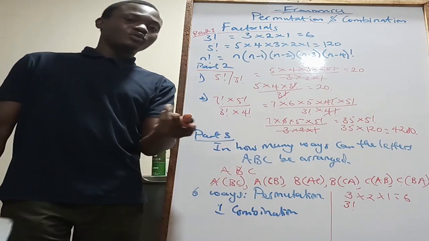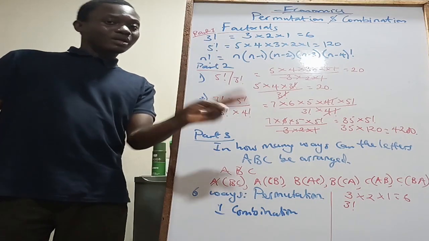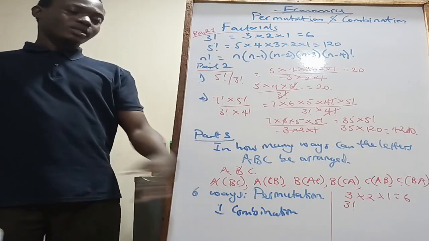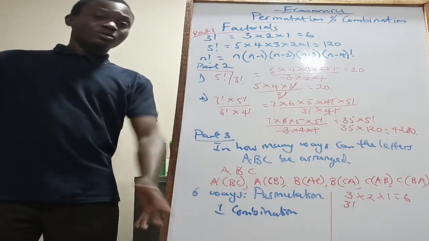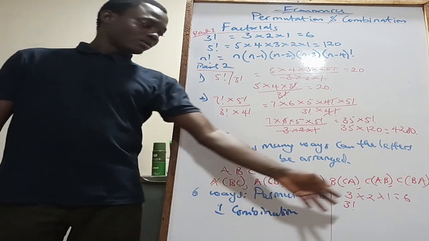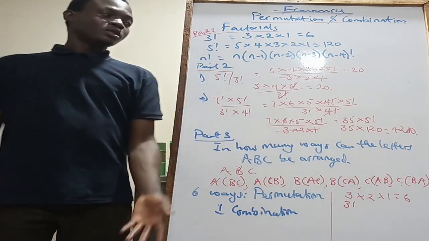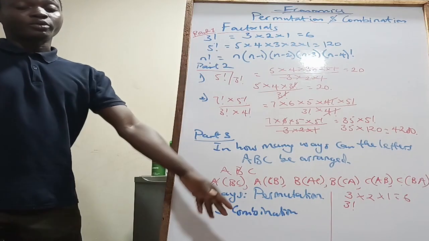How many letters do you have left? 2. And you want to pick one of them between 2 choices. So you have 2 choices. You want to pick one of them. So 2 choices, times 2. Once you pick the second one, you only have 1 letter left. So that's just one choice. 3 times 2 times 1. So that gives you 6. So yeah, 3 factorial is 6.